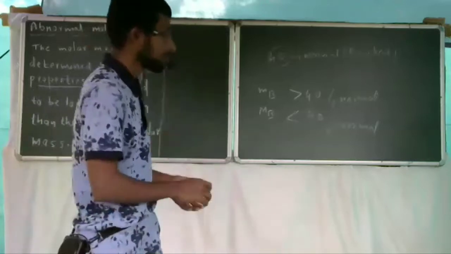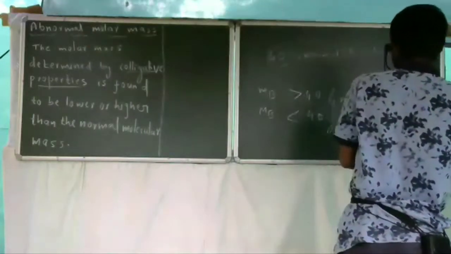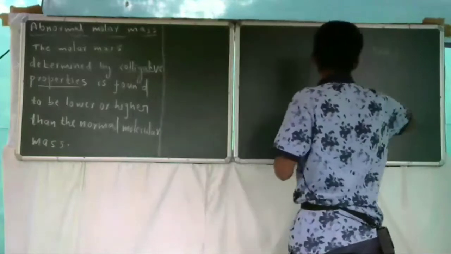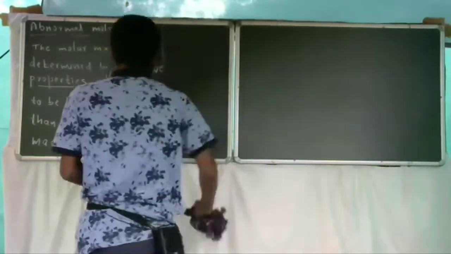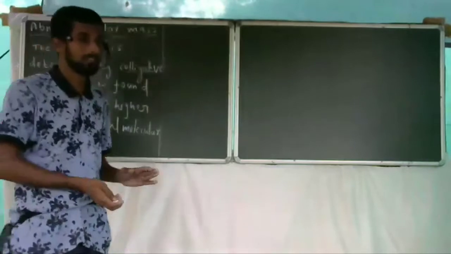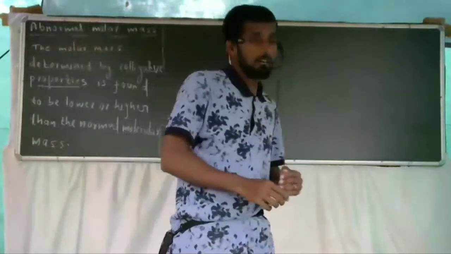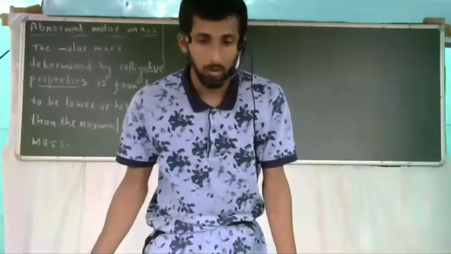Then we'll discuss what is the reason for this abnormal molar mass. Now you understood the definition, what abnormal molar mass means. Then we'll go for the reason for the abnormal molar mass.